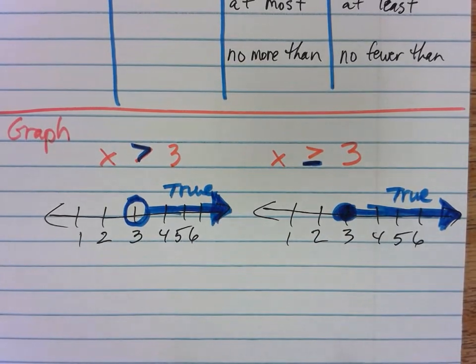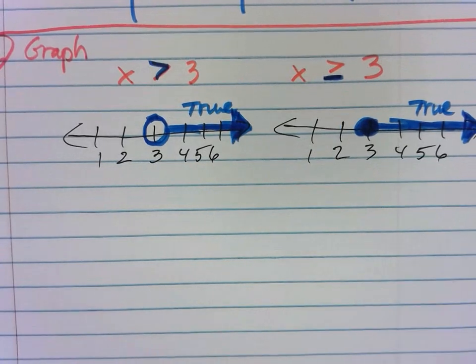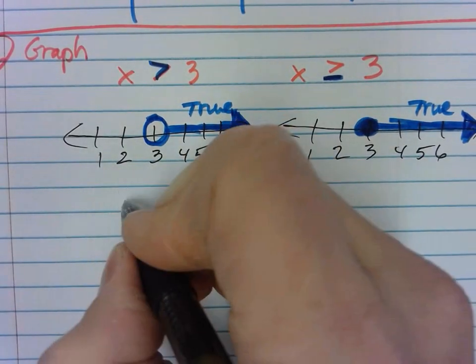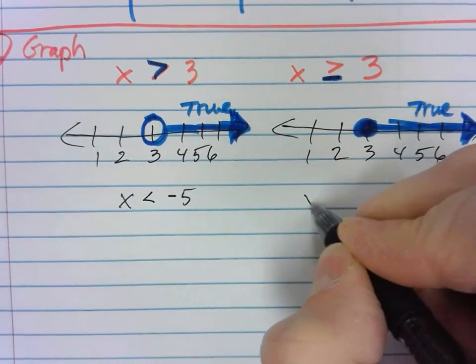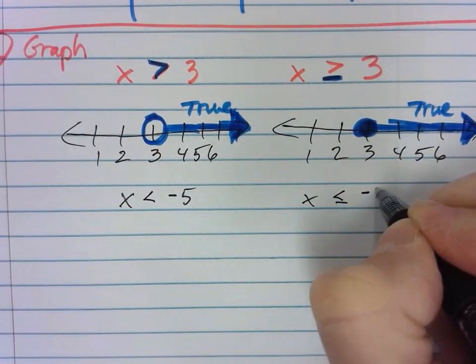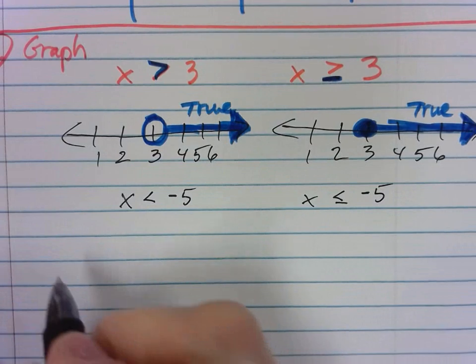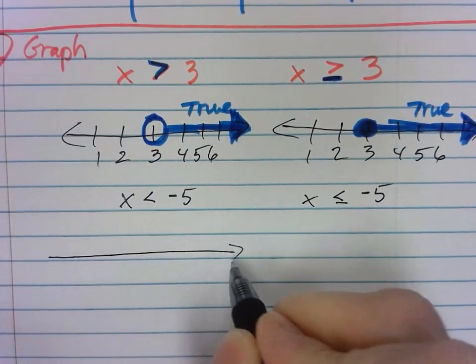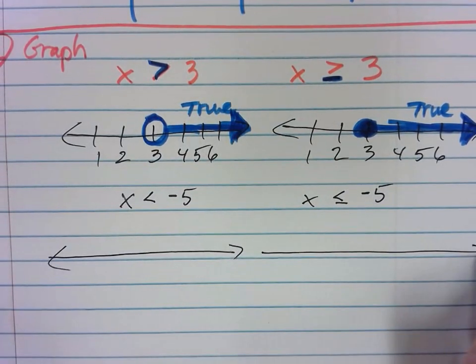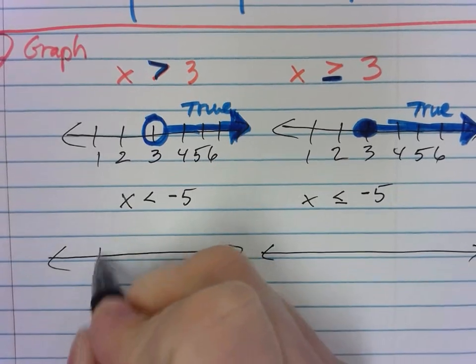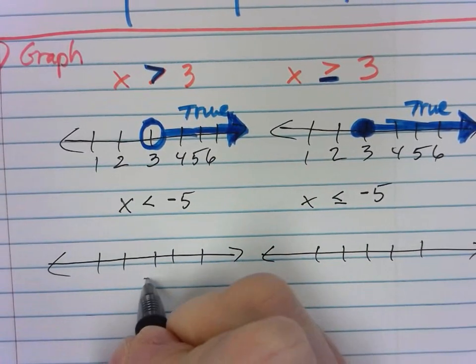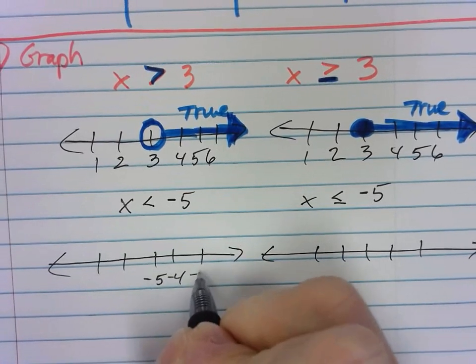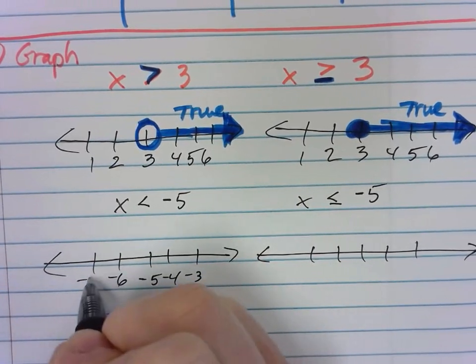All right, and the same holds for if it's less than. If you had x is less than negative 5, or x is less than or equal to negative 5, let's put this little number line down here. Again, we'll throw some numbers on there just to have a few. So we've got negative 5, negative 4, negative 3, negative 6, negative 7.